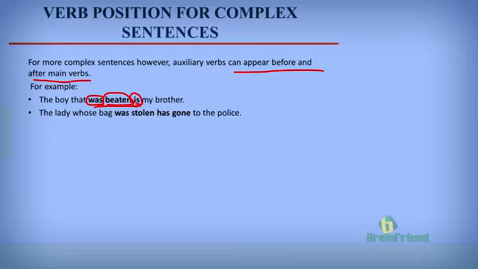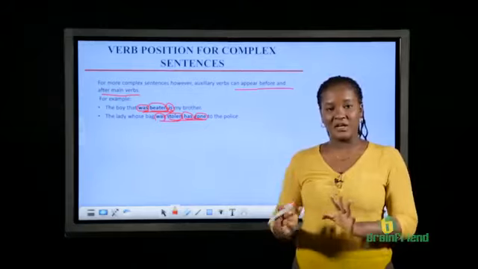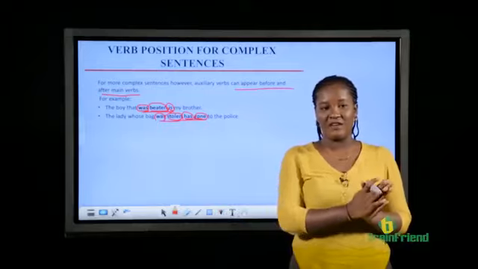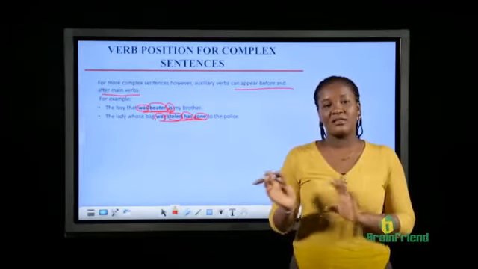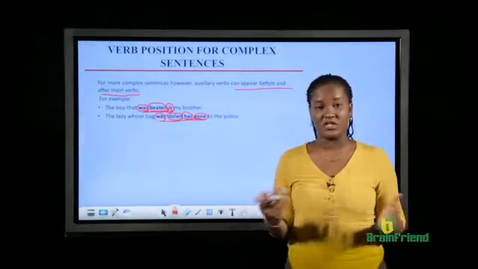The next example says, the lady whose bag was stolen has gone to the police. Was here is an auxiliary verb, stolen, main verb, has, auxiliary verb, and gone, main verb. So we see that here too we've mixed them up. Auxiliary verb, main verb, auxiliary verb, and main verb. So we don't always have auxiliary verbs stationed before the main verb. They can also come after the main verb, as the case may be in various sentences.